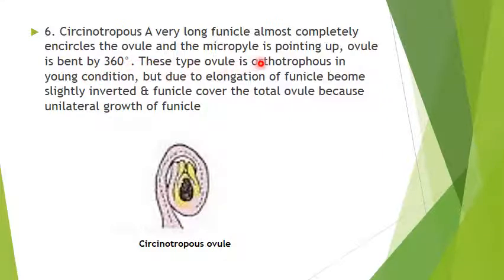This type of ovule is orthotropous in young condition, but due to elongation of the funicle it becomes slightly inverted, and the funicle covers the total ovule because of unilateral growth of the funicle. Here you can see that the funiculus is completely surrounding the ovule. Such type of ovule is known as the circinotropous ovule.